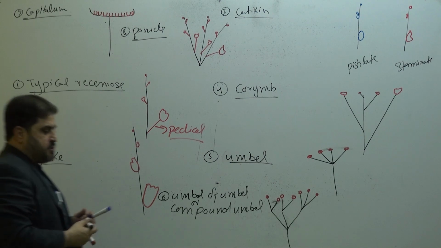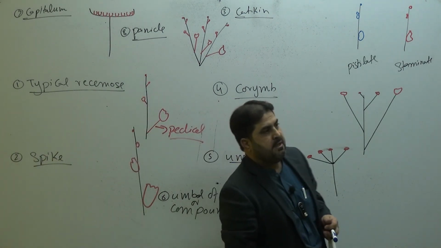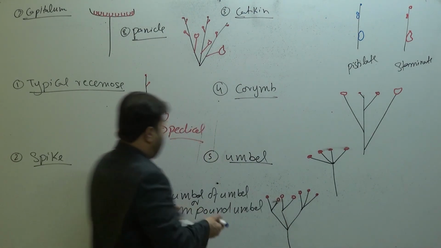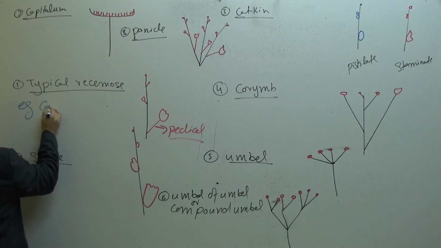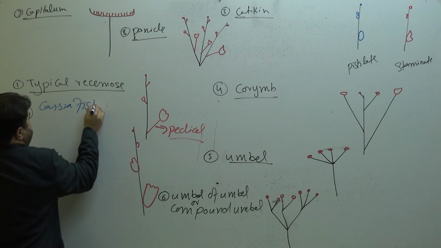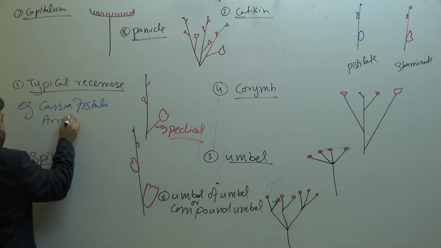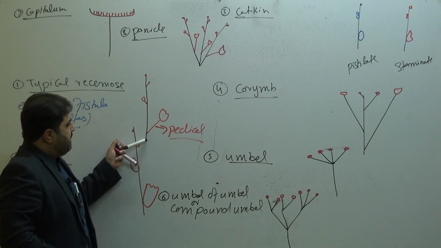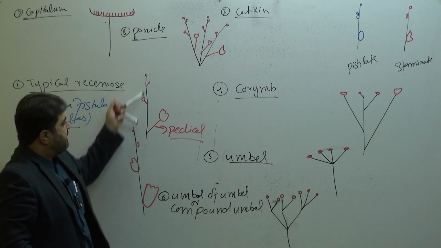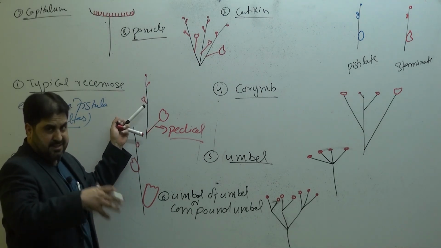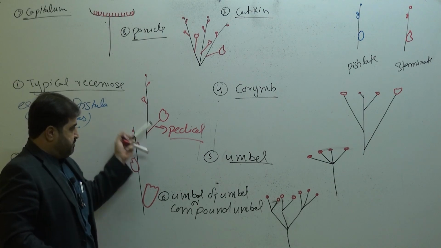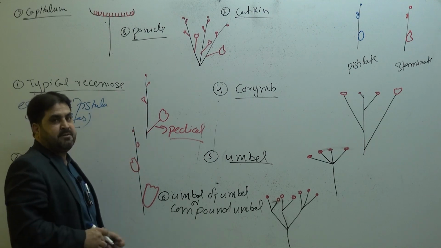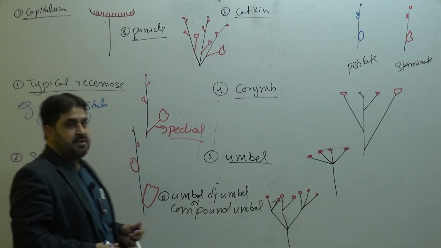Coming towards their examples, the first one is typical racemose. An example of typical racemose is Acacia fistula, also called amaltas. In the case of Acacia fistula, the main stalk keeps growing and producing flowers on its lateral sides, and each flower has its pedicel. The old flowers are at the base and new flowers are at the tips. So that is the typical racemose.